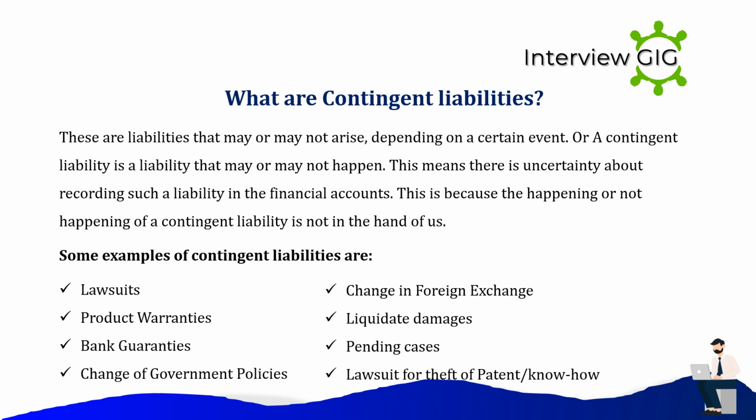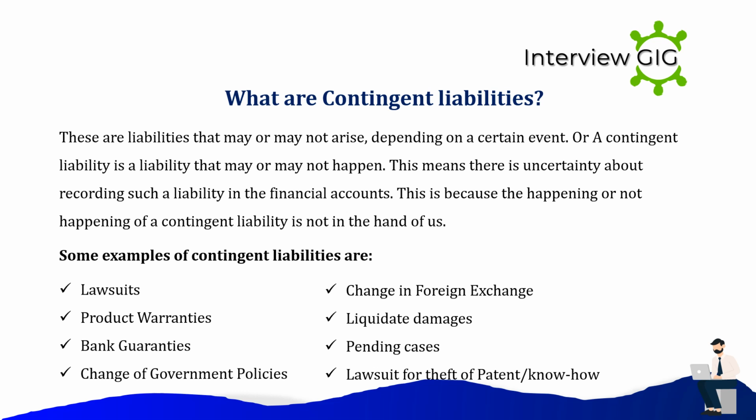What are contingent liabilities? These are liabilities that may or may not arise, depending on a certain event. A contingent liability is a liability that may or may not happen. This means there's uncertainty about recording such a liability in the financial accounts. This is because the happening or not happening of a contingent liability is not in our hands.